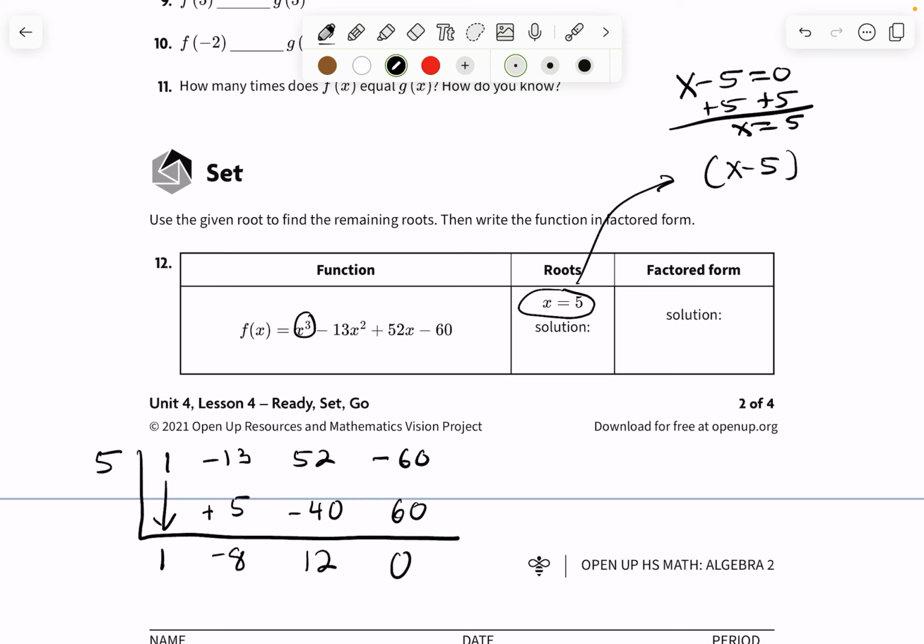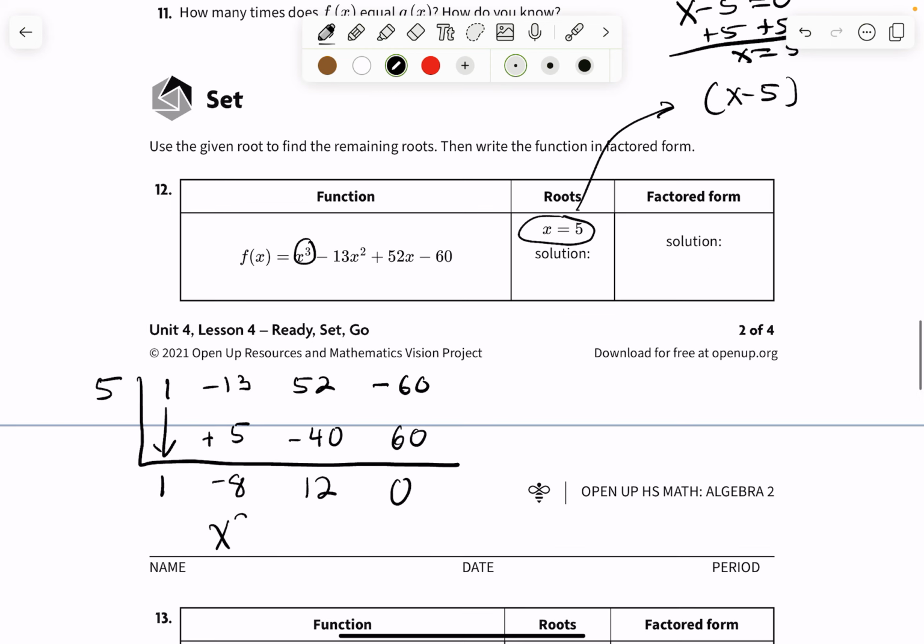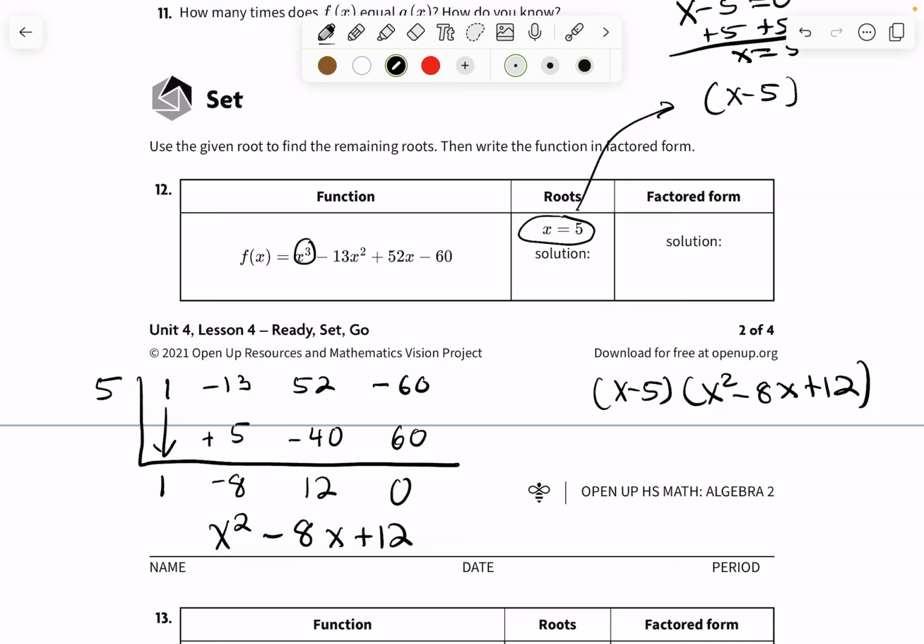Because we started with a power of 3, I know that this will drop down 1 power. And I get x squared minus 8x plus 12. So far I have x minus 5 and x squared minus 8x plus 12. All of this is equivalent to this so far. But our goal was to not only factor it all the way, it was also to find all the roots. So we know one of the roots is already 5. So I'm going to take this and factor.